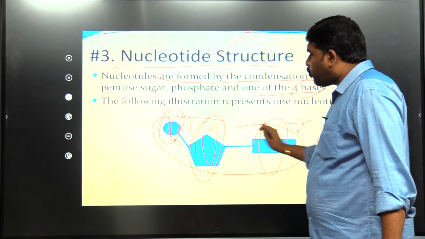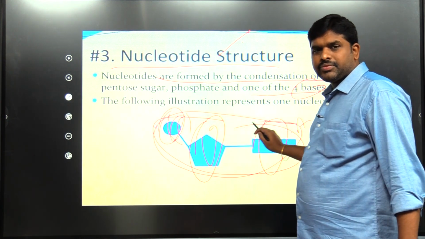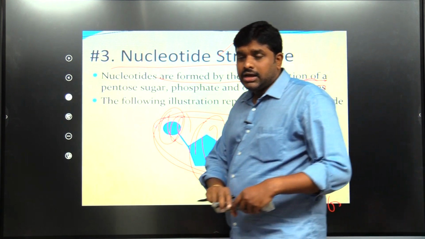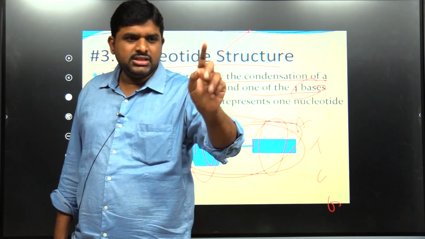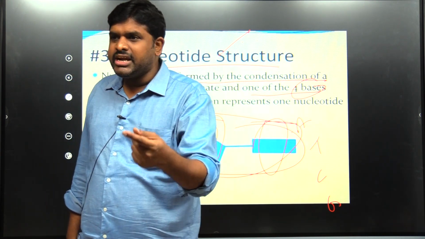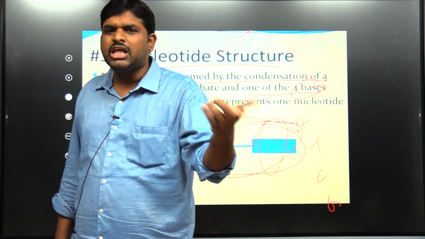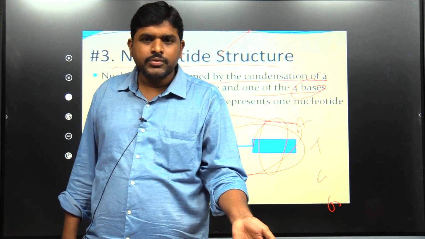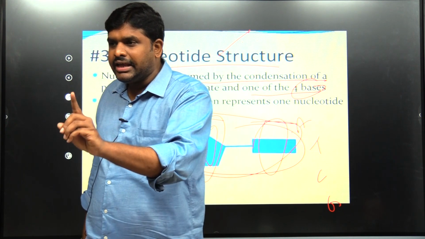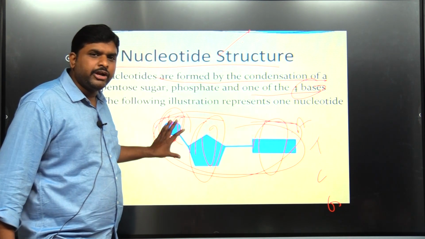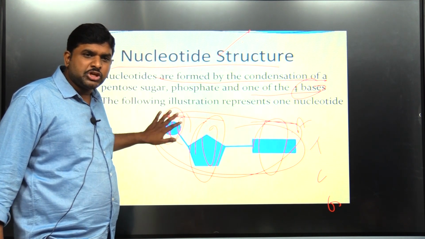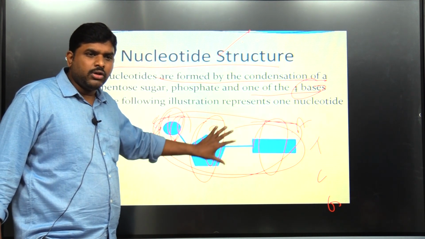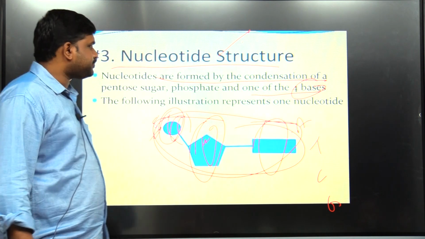So this is one nucleotide. In this way, nucleotides combine to form a DNA, which is called a polynucleotide. More than one is called poly. So polynucleotide is DNA. What is that? It is a combination of phosphate, pentose sugar molecule and nitrogenous base.